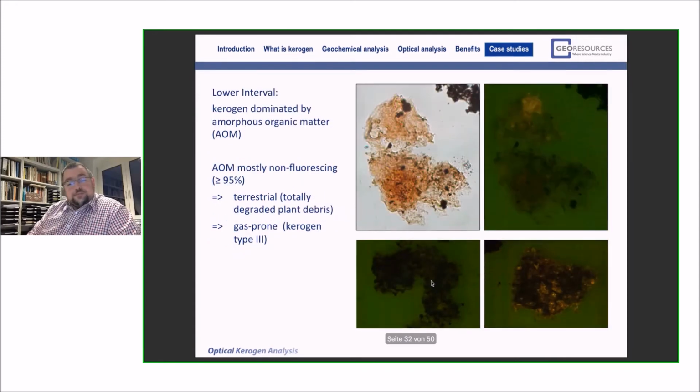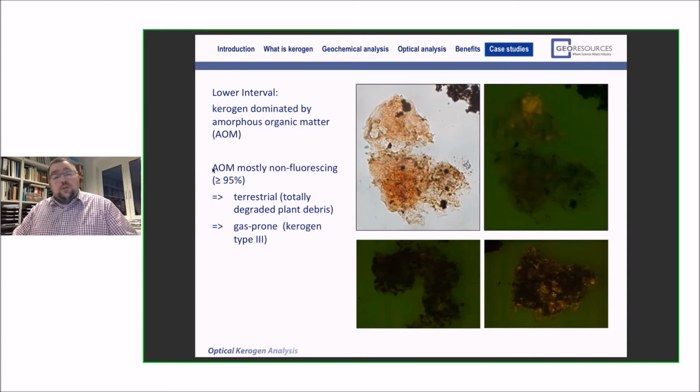In optical Kerogen analysis, the lower interval, I realized that it's strongly dominated by amorphous organic matter, so-called AOM, which is very often classified as Kerogen type 1. But in fluorescence microscopy, it turned out that this particle here that you have seen before, this amorphous organic material in the lower interval, is dark in the fluorescence. So this is definitely not type 1 Kerogen.